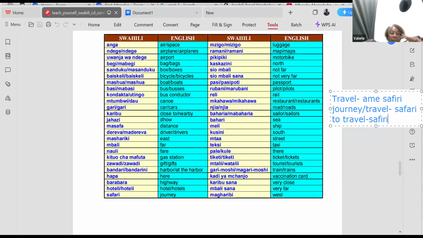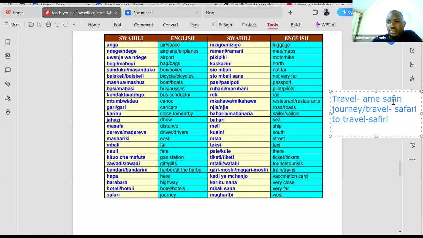Now when you're traveling, the most important thing you need to have is your luggage. And your luggage is mizigo. Now mizigo is not probably just a suitcase you are having. Mizigo is all the property you are having. So whether it's the suitcase, the fruits you're carrying, or anything else you're carrying into your travel, we call it mizigo.